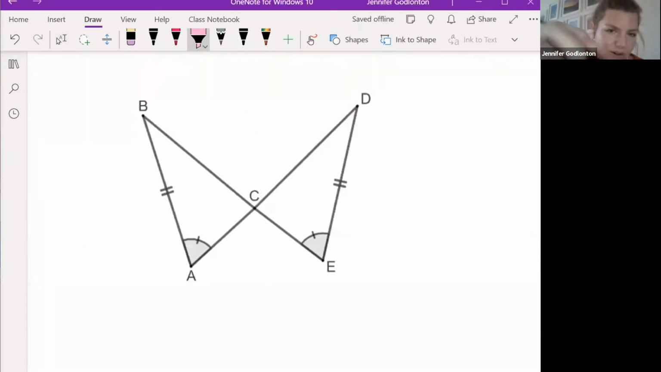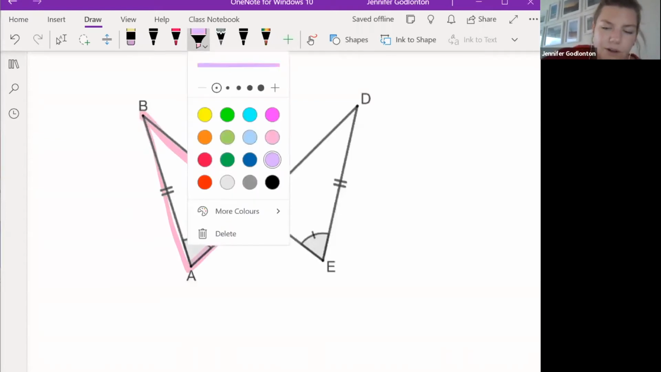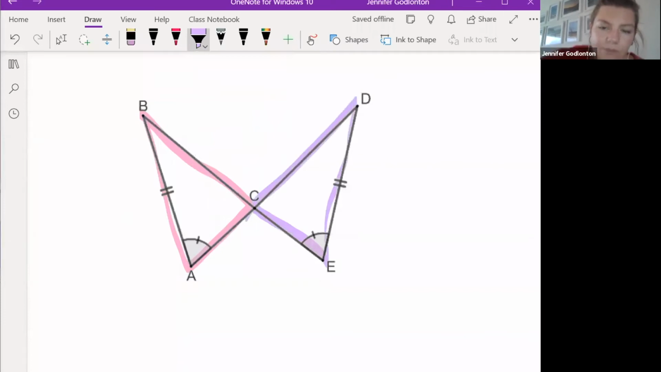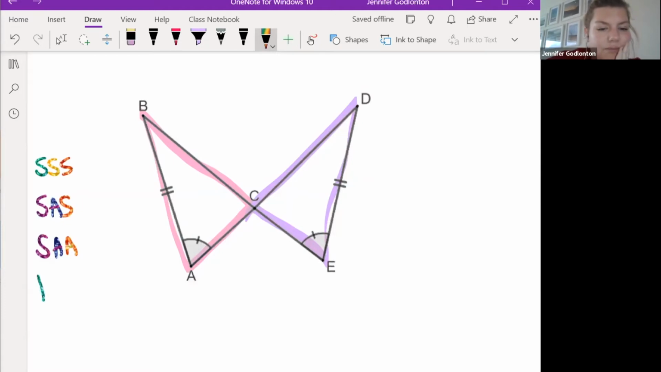Let's first identify what our triangles are. We've got this triangle. And we've got this triangle. Okay, those are our 2 triangles. Remember, these are our rules. At the moment, without finding anything else, what have they given to us? What information has been given to us? Who can tell me? Have a look through it.